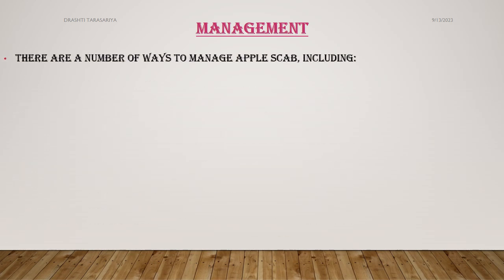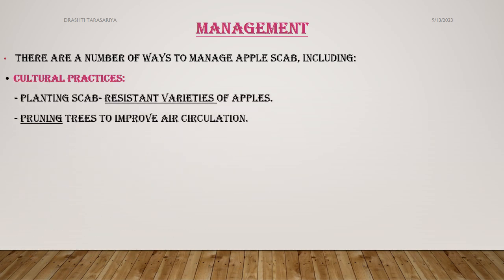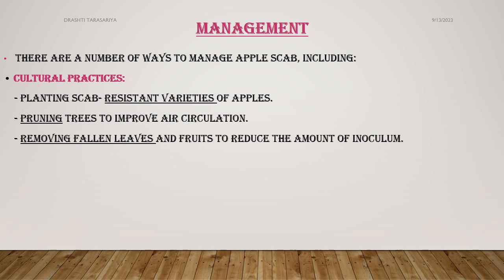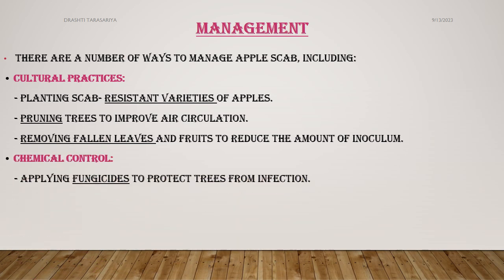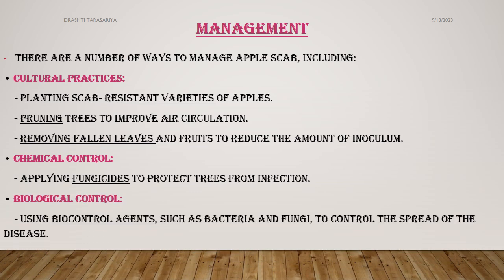Management. How can you control it? There are a number of ways to manage apple scab, including cultural practices: planting scab resistant varieties of apples, pruning trees to improve air circulation, removing fallen leaves and fruits to reduce the amount of inoculum. Chemical control: applying fungicides to protect trees from infection. Biological control: using biocontrol agents such as bacteria and fungi to control the spread of the disease.